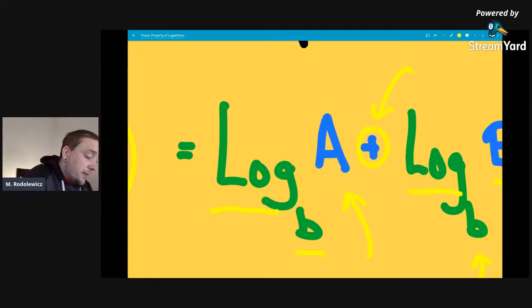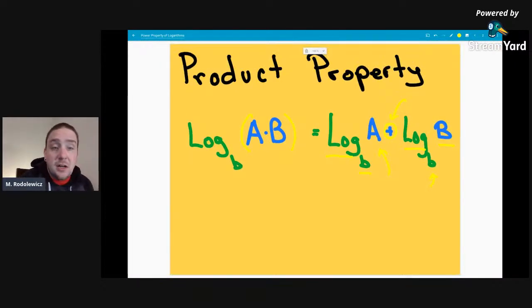All right. So that's the rule. That's what this says. I'll leave it there for you to copy down. Log base b of a times b expands, right? You have a single logarithm on the left. It expands into two logarithms, log base b of that first factor, log base b of that second factor.